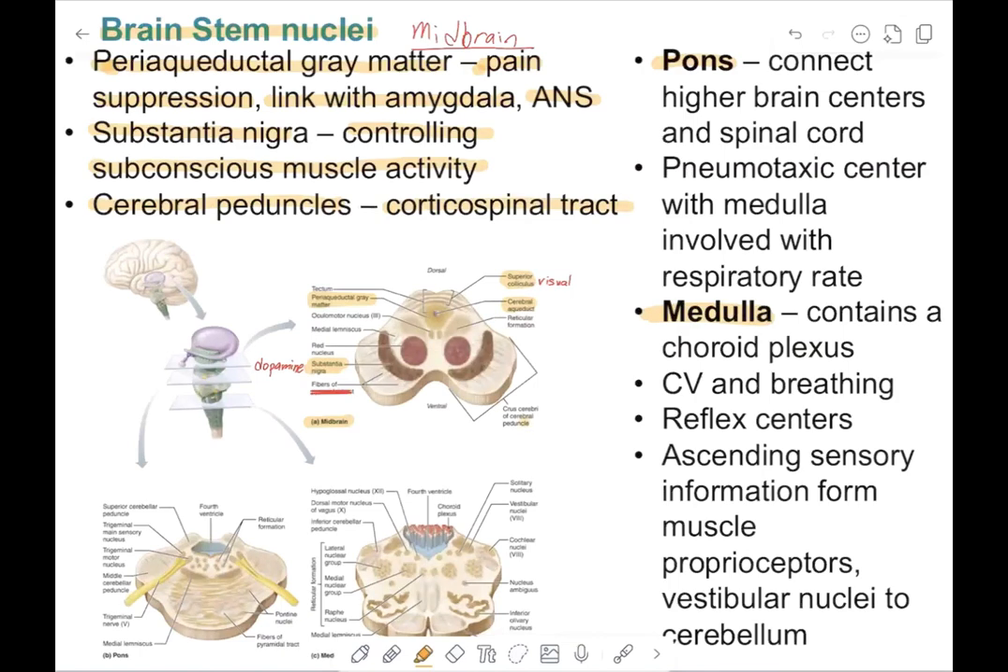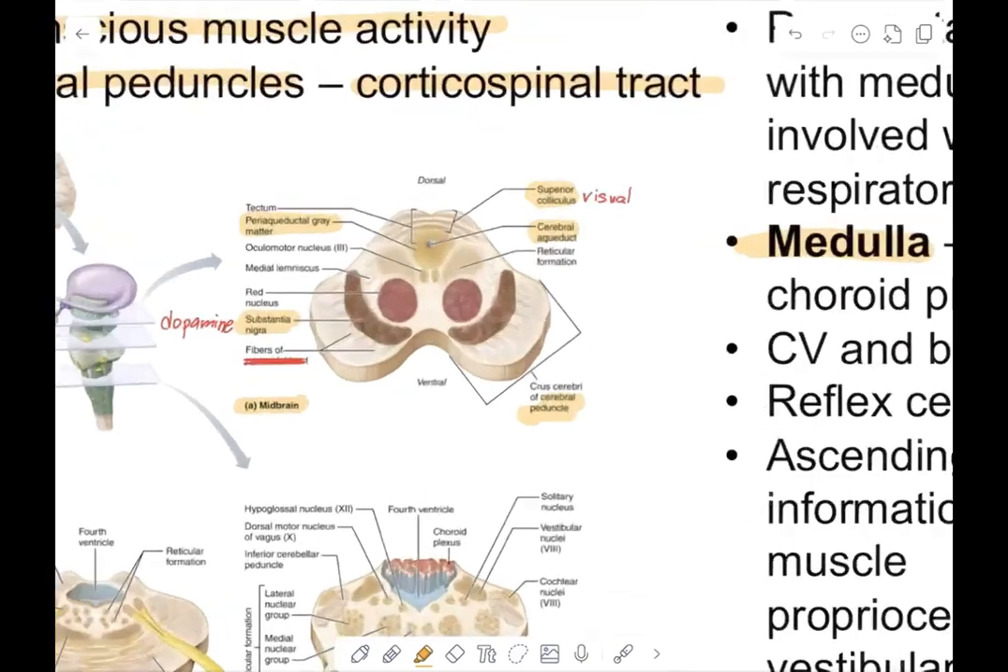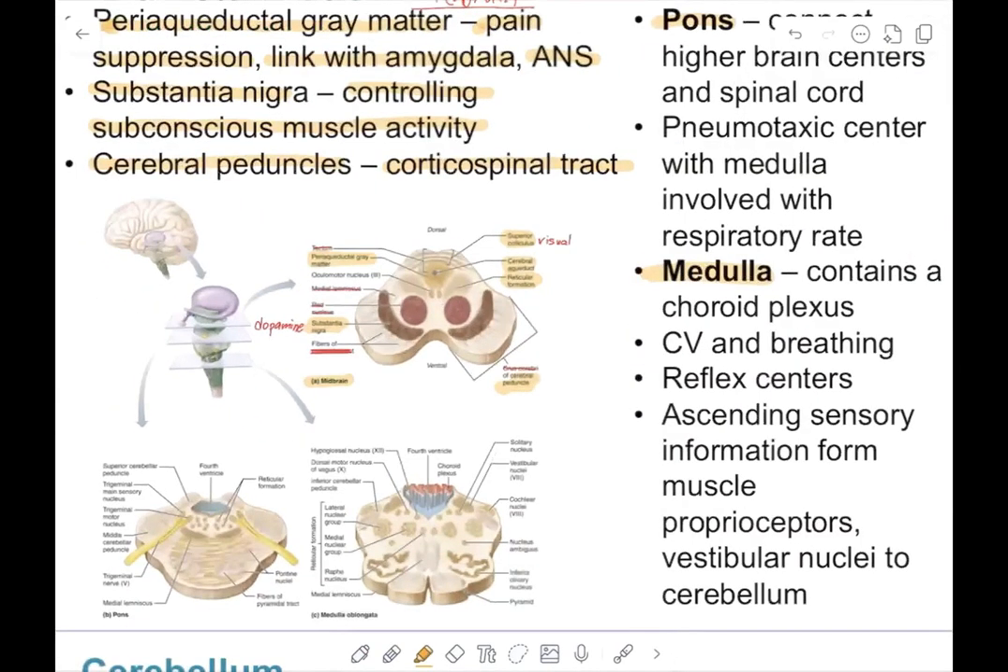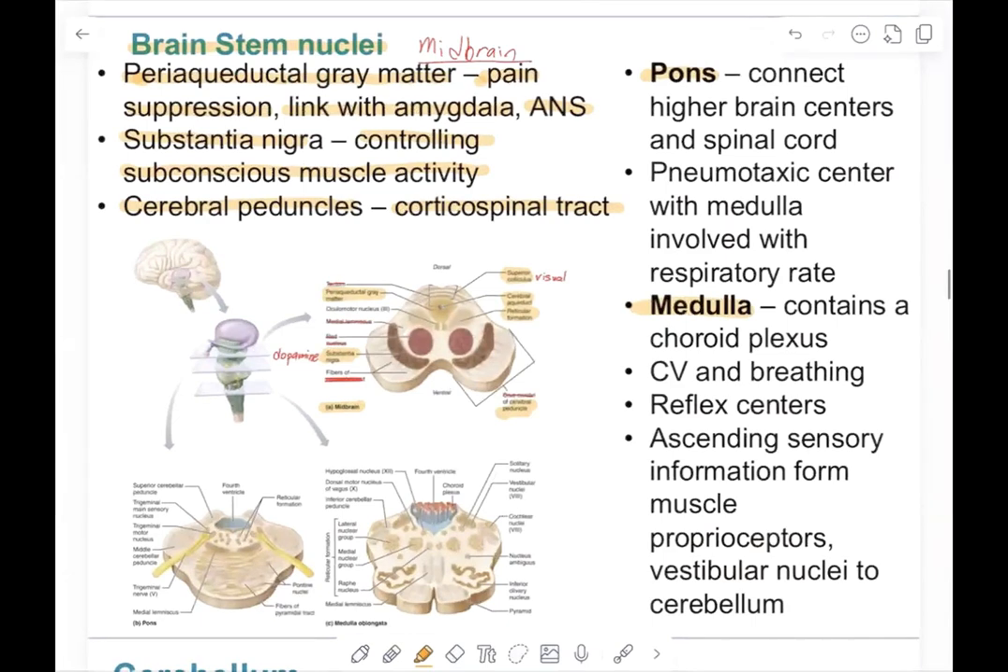So this would be part of the cerebral peduncle. You certainly don't have to know the crus cerebri. You do need to know reticular formation, but some of these others, like tectum, are not important. The reticular formation, as we'll talk more about, acts to filter out external stimuli. The pons is what connects higher brain centers and the spinal cord.